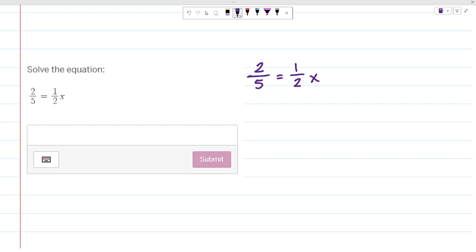Well, our goal is to figure out how much x is. Right now we have a half of x, so we want to find out what one group of x is. In order to do that, we can actually divide both sides by 1/2, and that'll help us keep balance.